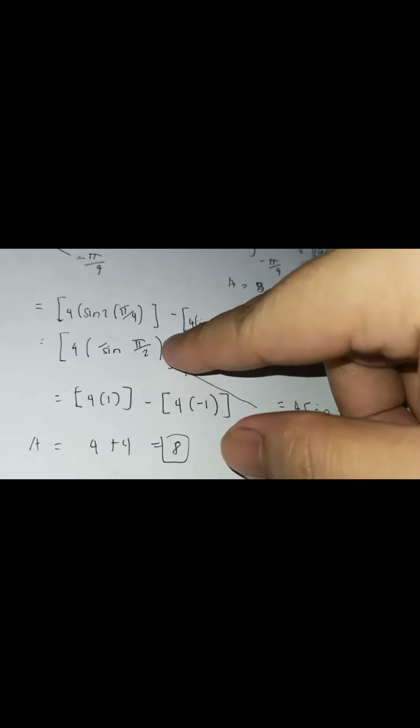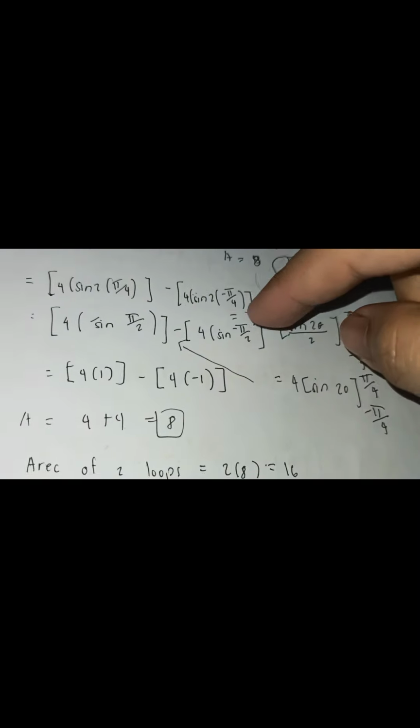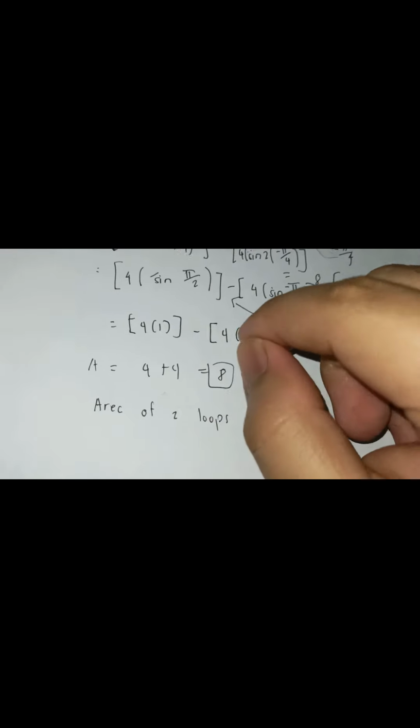And now see the value of sine pi over 2 equals 1, and sine negative pi over 2 equals negative 1. So 4 times 1 equals 4, and then 4 times negative 1 is negative 4, but since it's a subtraction here, we just change it into positive. It will no longer be negative, since same sign.